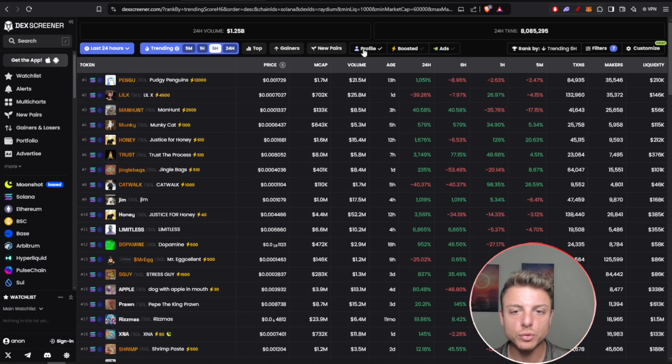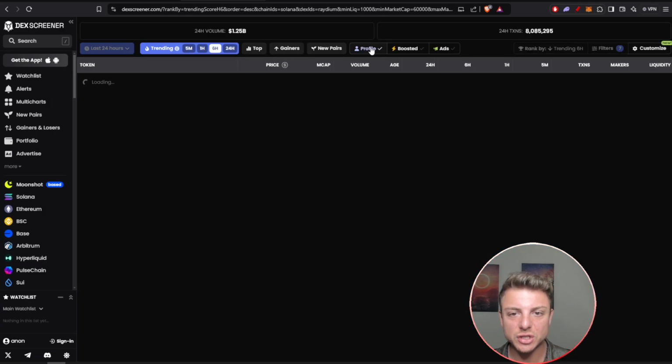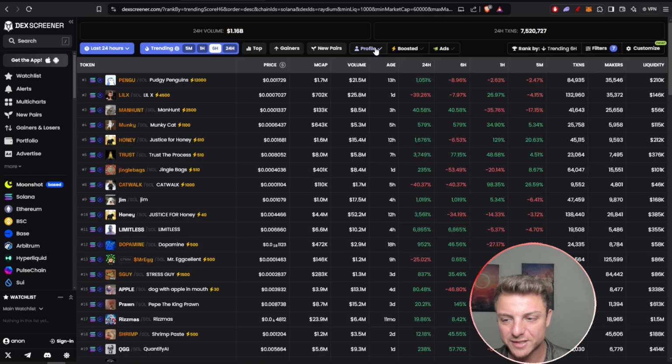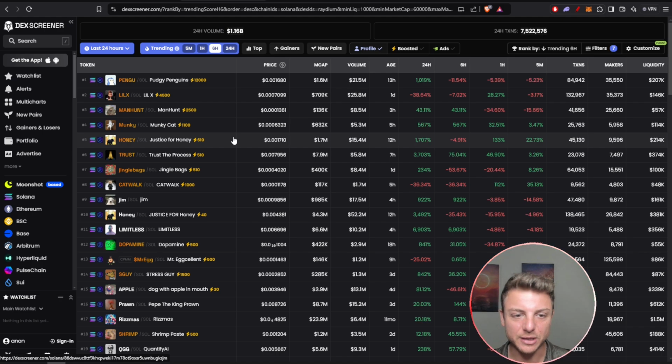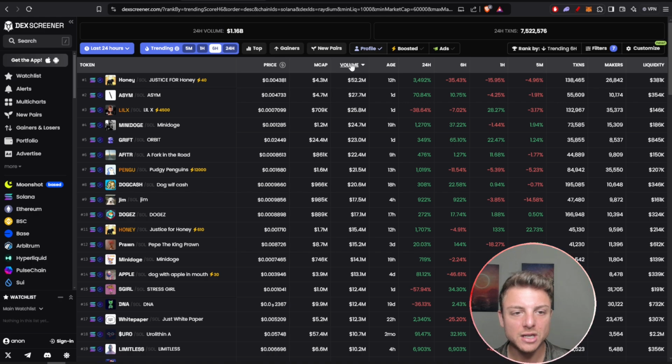Once we hit apply, we also want to click on this profile section. This also just ensures that a lot of these coins that we're going to be looking at has a profile, has a Twitter account, and basically reduces the chance for a lot of these scam coins. The next thing I'll do is filter by volume. So now I'm seeing these top volume coins.